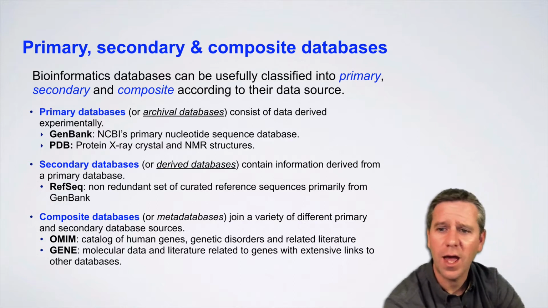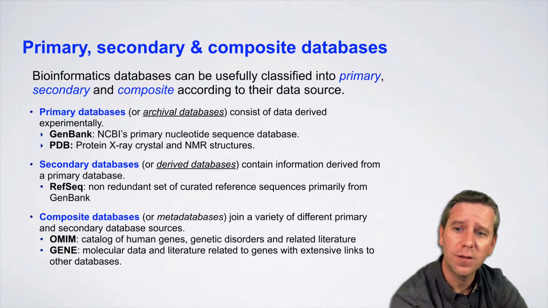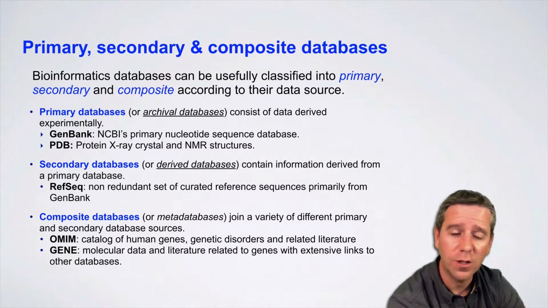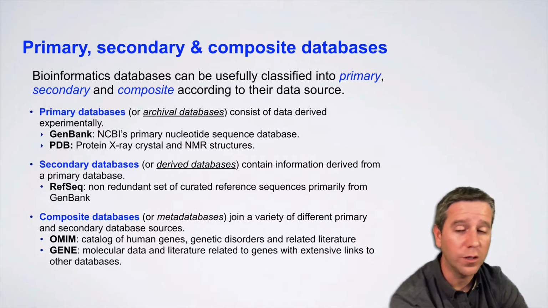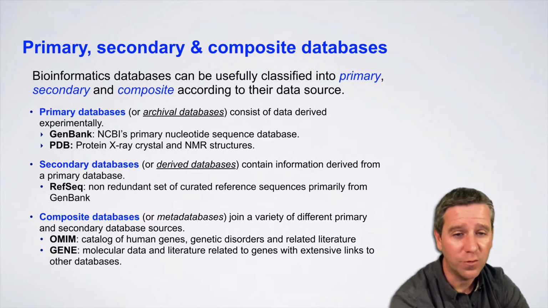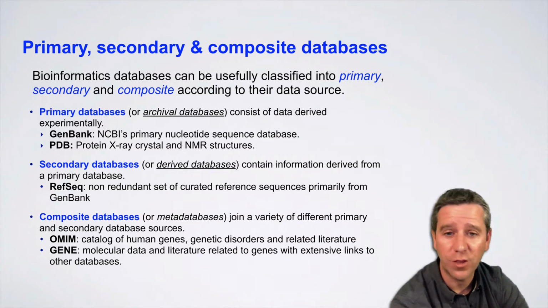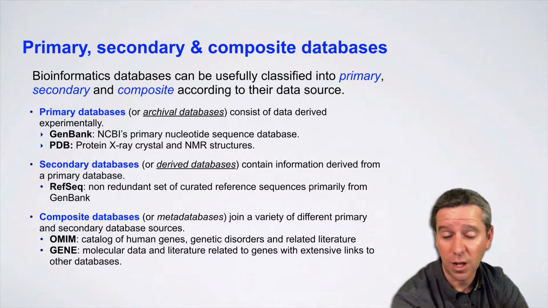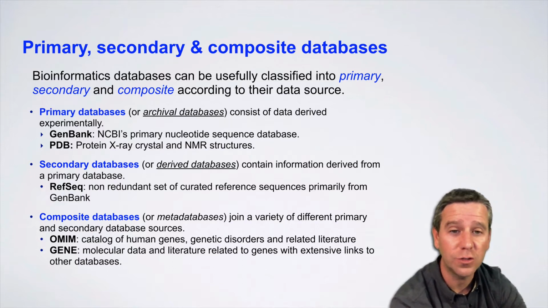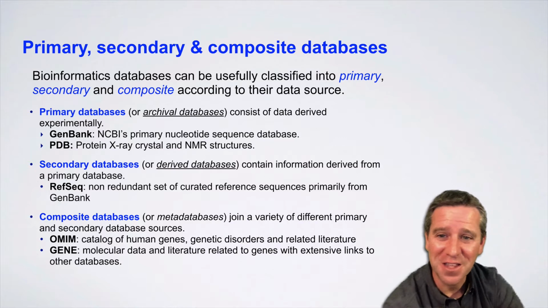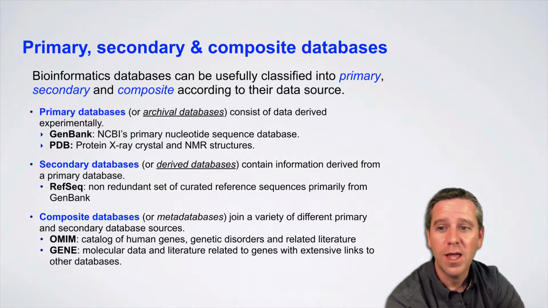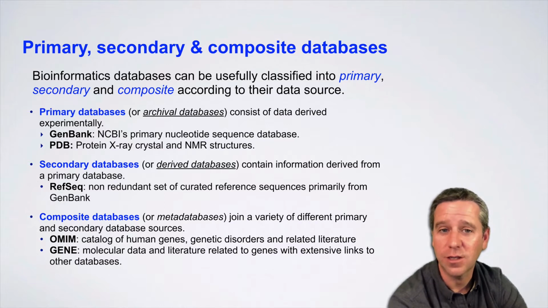Then finally, we have composite or meta databases. These join a variety of different primary and secondary databases together. They're kind of a one-stop shop for all sorts of information. They pull stuff from wherever they can get it usefully and have consequently lots of useful link outs and resources to jump off to the primary databases and the secondary databases and all the rest. But it's a place where you can kind of catalog all sorts of things together.